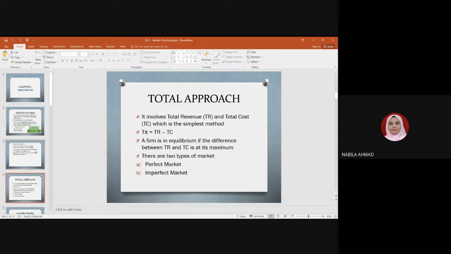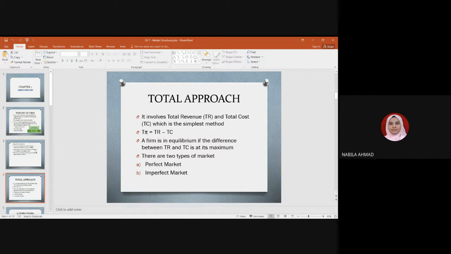So nak cari equilibrium ataupun nak cari profit ada dua cara, ada dua approach. Kita katakan nombor satu adalah total approach dan nombor dua adalah marginal approach. Ya. So what is total approach? Total approach, kita nak kira profit, kita perlu menggunakan total revenue dengan total cost. So total profit adalah total revenue minus total cost. Right? So a firm is in equilibrium if the difference between total revenue and total cost is at maximum. So bila kita tolakkan, kita dapat maximum profit, di situlah equilibrium of a firm.